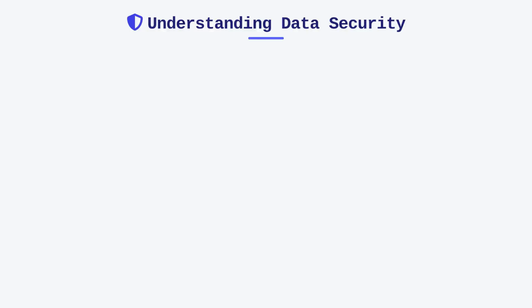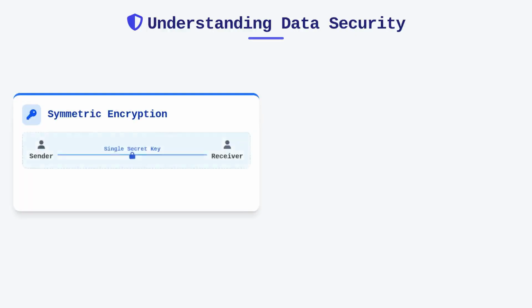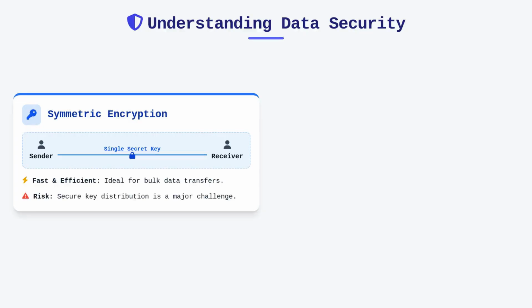To understand data security, we must first distinguish between symmetric and asymmetric encryption. Symmetric encryption utilizes a single secret key that both the sender and the receiver possess to encrypt and decrypt information, which makes it computationally efficient and ideal for bulk data transfer. Because the same key is used for both operations, it introduces the logistical challenge of secure key distribution without the key being intercepted by unauthorized parties.